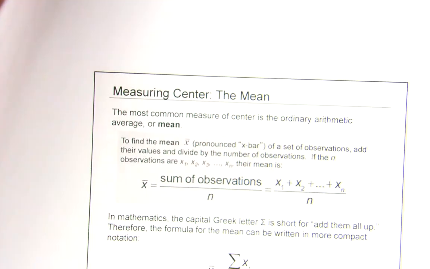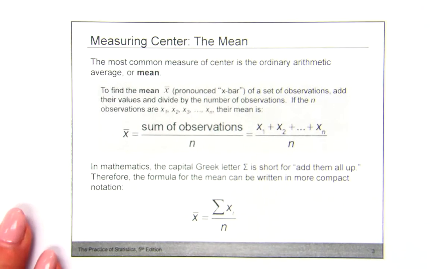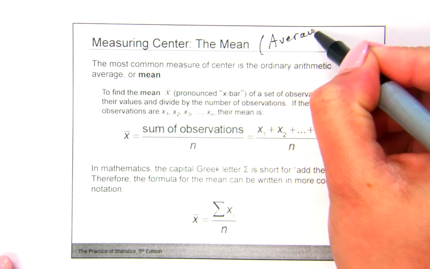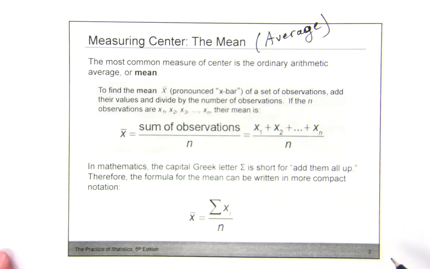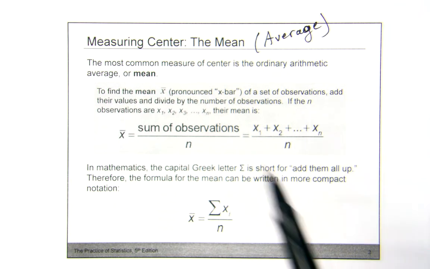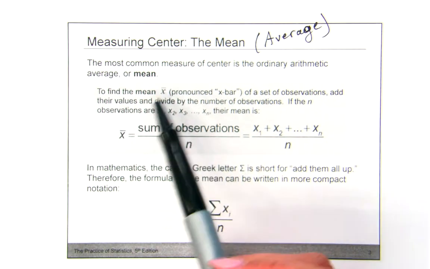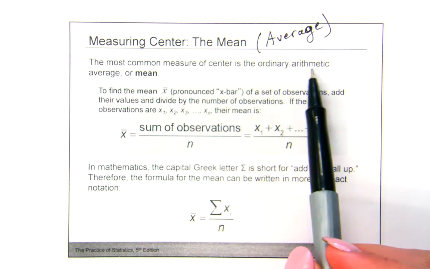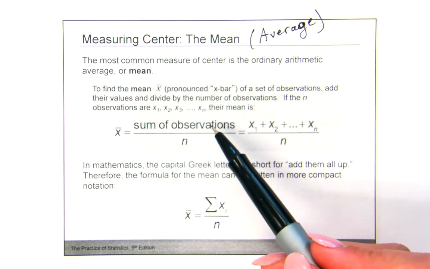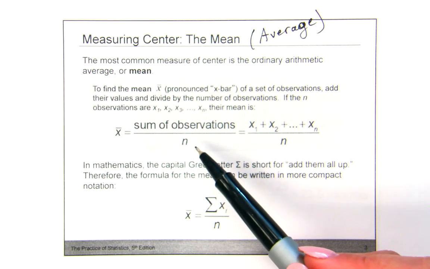In measuring center, there's the mean. This is what most people would term as the average. Everybody has a different way of interpreting average, obviously, but when you learned it first in school, some people actually called it the average. So the mean will forever be known as the mean in this class. I'm not going to say the average that often. The most common measure of center is ordinarily the arithmetic average, or the mean, and it's basically the sum of the observations divided by how many observations you had.